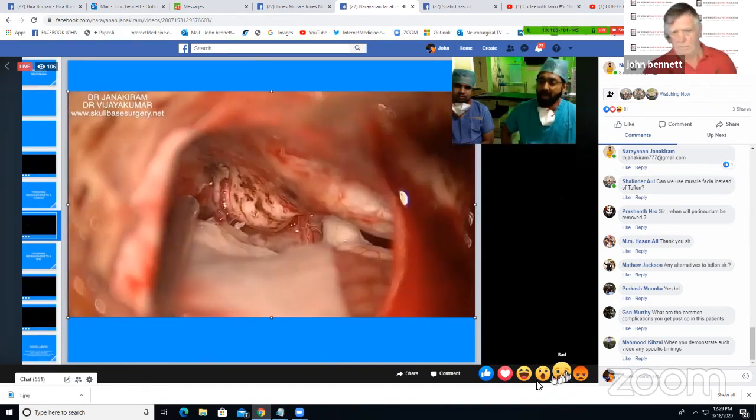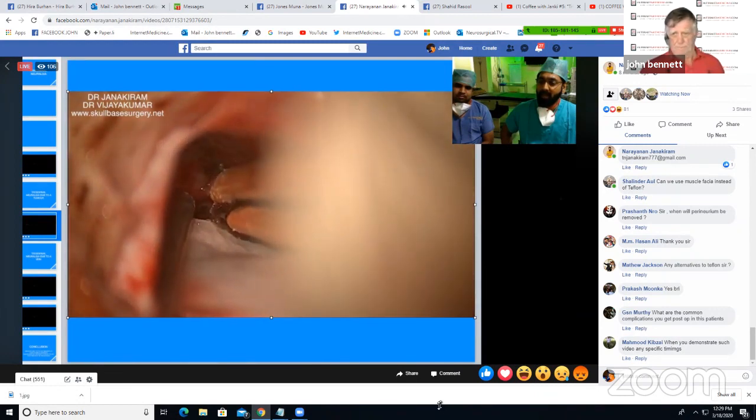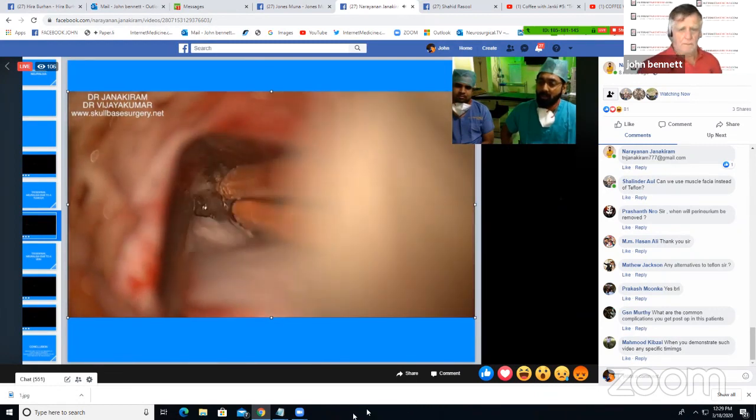You can see that I'm cutting off the vein there and then cauterizing that vein. Be very careful. No bleeding at all. Very important.